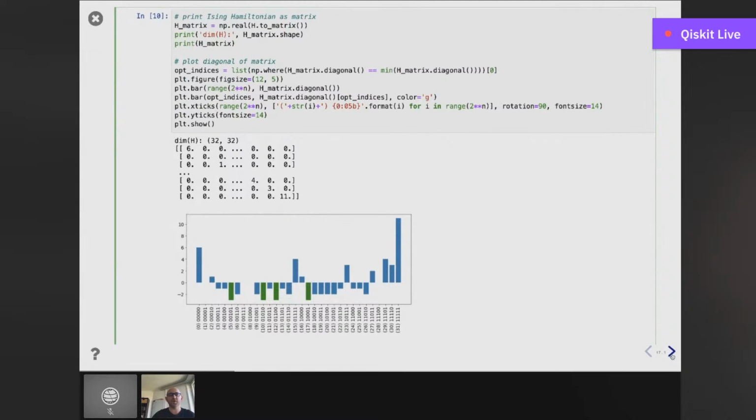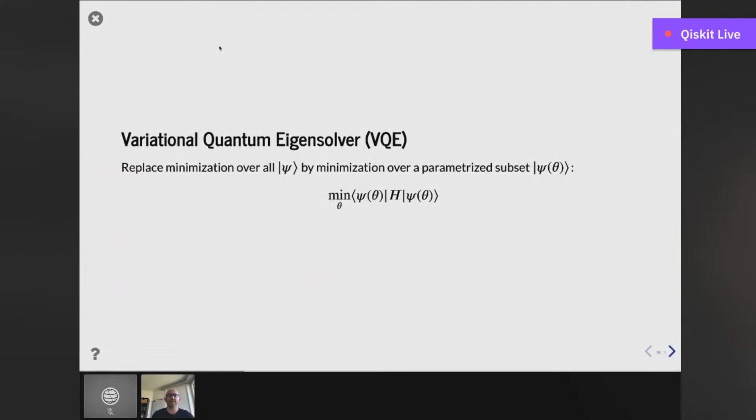This is now the Ising Hamiltonian that we are interested in, and we want to find the ground state of that, which corresponds to the optimal solution of the QAOA we started with. How can we find this? One way to do this is the variational quantum eigensolver. Here, instead of minimizing over all quantum states in this Hilbert space psi, we switch to the minimization over a parameterized subset psi theta. And you see here we minimize now over theta, which are classical parameters, and not over the state anymore. Then we can just use a classical optimizer to find a good set of angles.